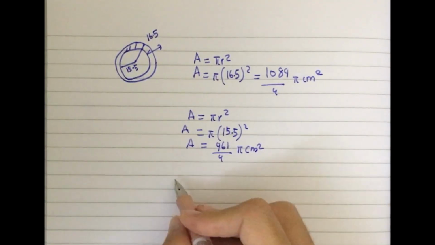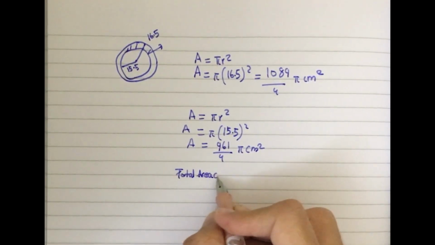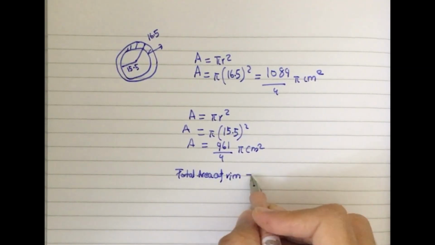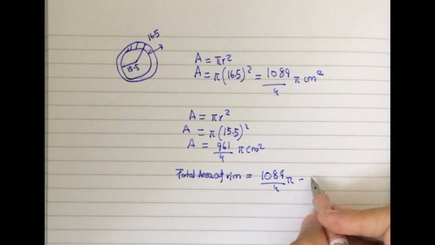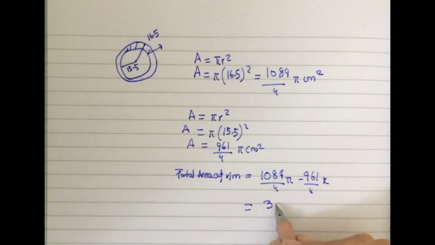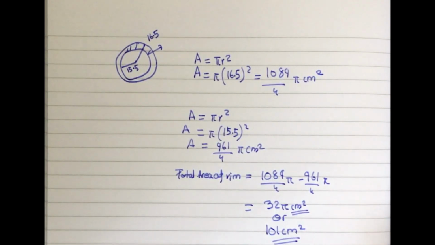Now we have to subtract these both to get the total area of the rim. So you have 1089 by 4 pi minus 961 by 4 pi. So you get your answer as 32 pi centimeter squared, or if you want to write it as a value, you can round it off to three significant figures, so 101 centimeter squared. So these are your two answers. You can choose any one of them. So this is your final answer.